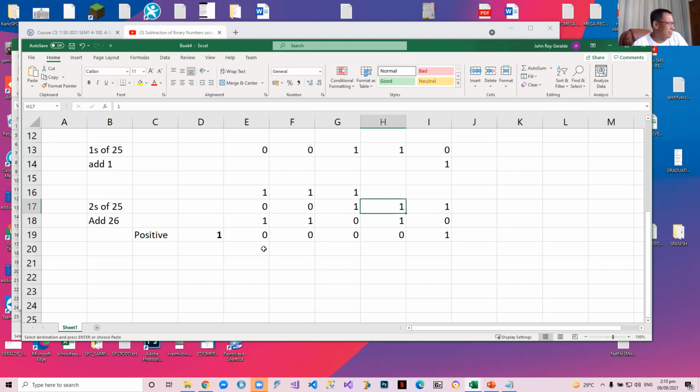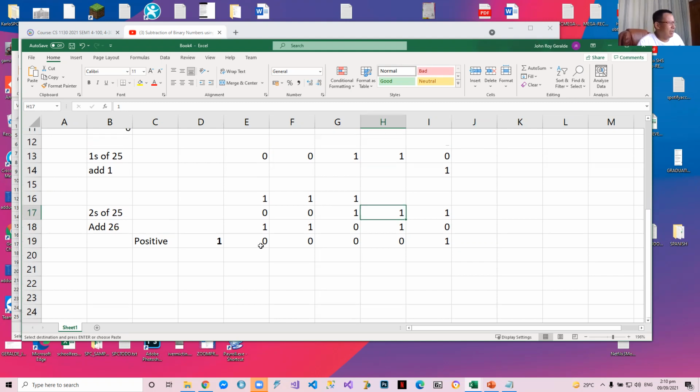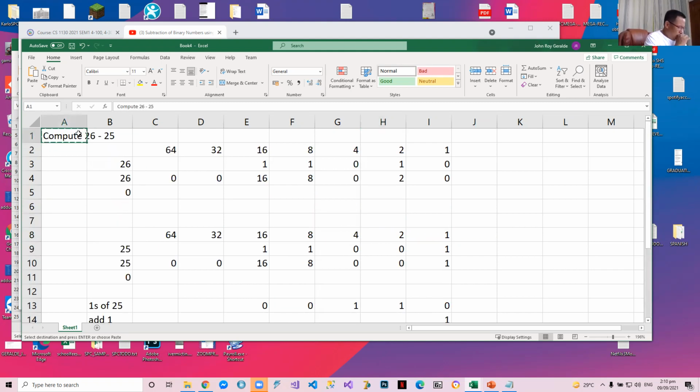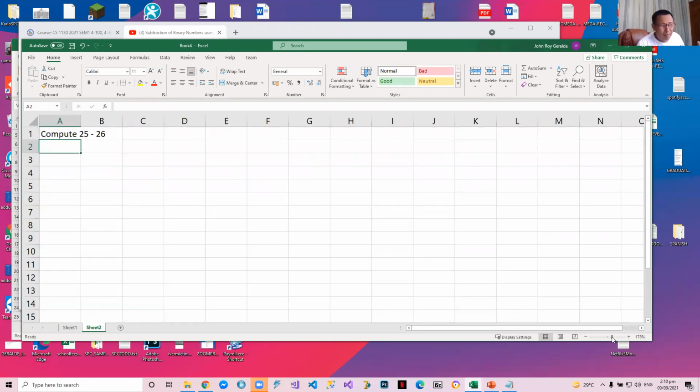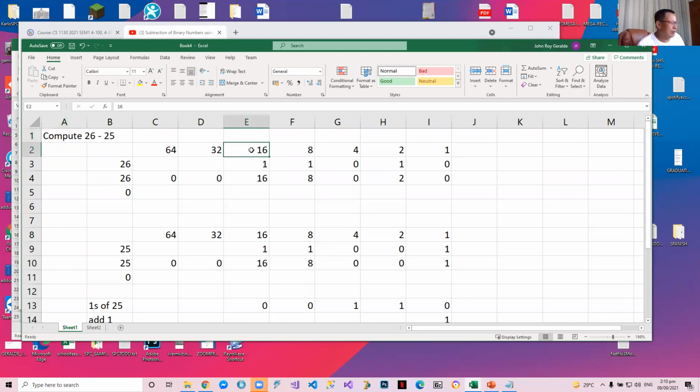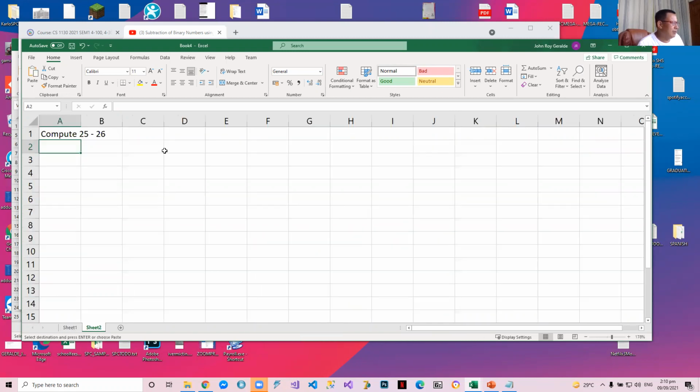Okay, now let's do the reverse. 25 minus 26. Okay. Let me do that separately here. 25 minus 26. Wala na tayo, there's no more problem about borrowing here, no? Because you're doing addition. So, no problem with borrowing. Okay? So, we'll copy this. Ito na lang, no? 16. Kasi hanggang dyan lang naman ang ginagamit natin.